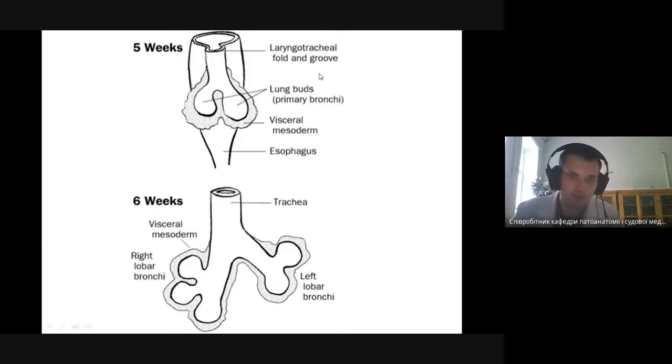So the development of lungs, with 2 buds forming left and right lung in the future. So you see how it works.